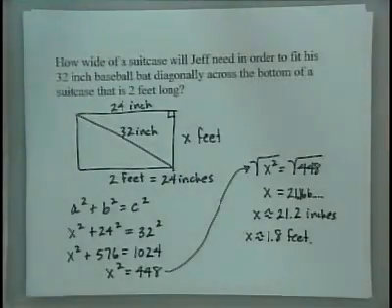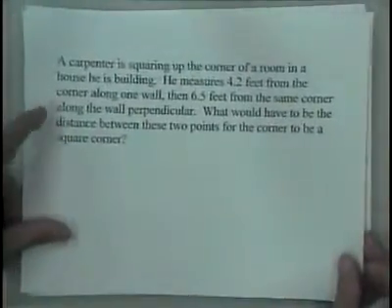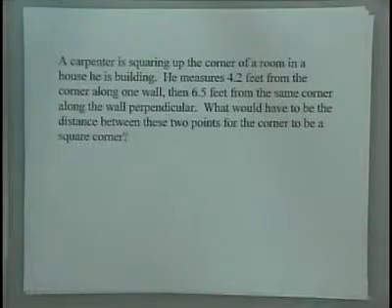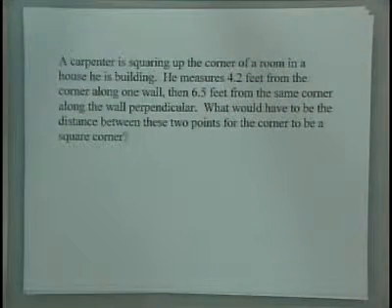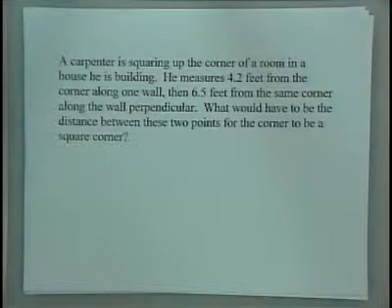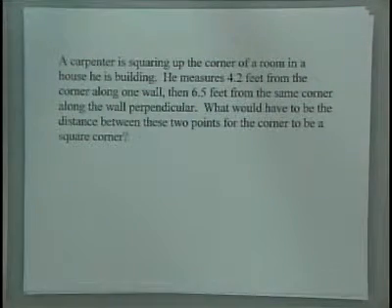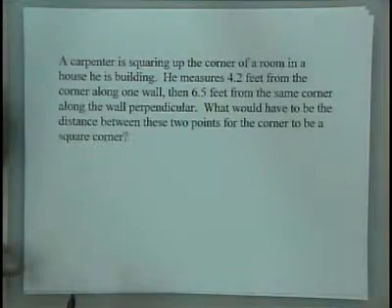Well, let's try another application. A carpenter's squaring up the corner of a room in a house he's building. He measures 4.2 feet from the corner along one wall, then 6.5 feet from the same corner along the wall perpendicular. What would have to be the distance between these 2 points for the corner to be a square corner?